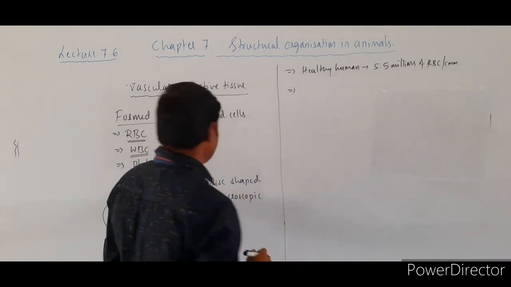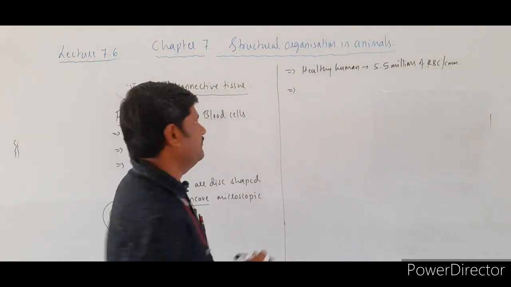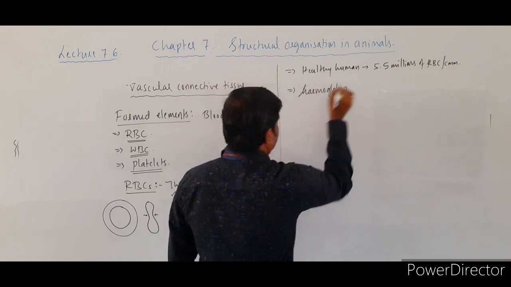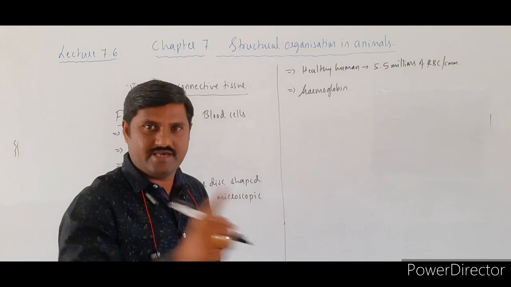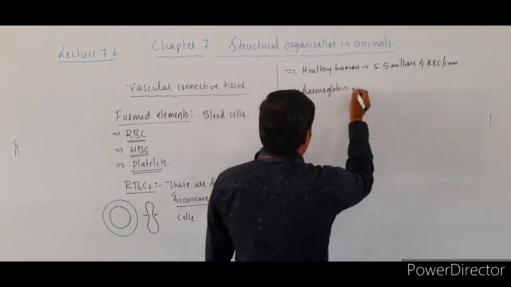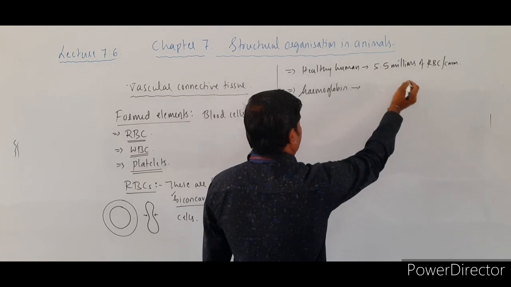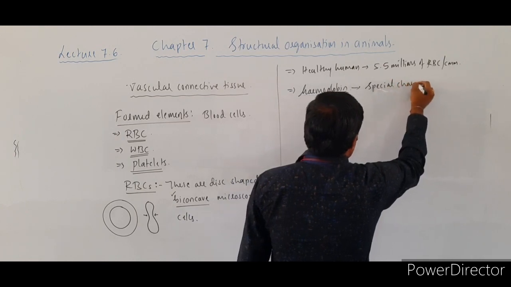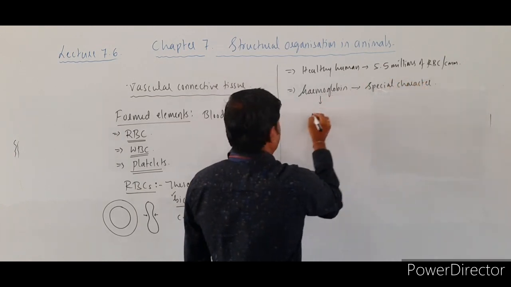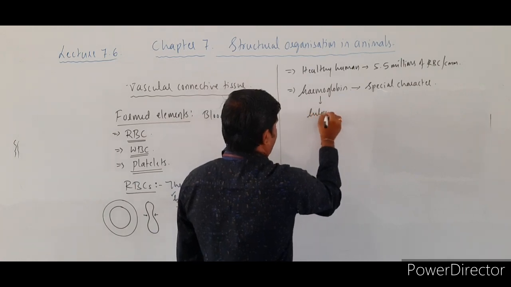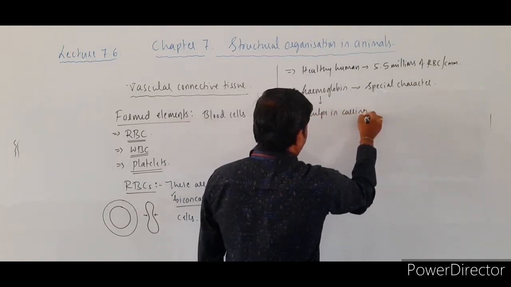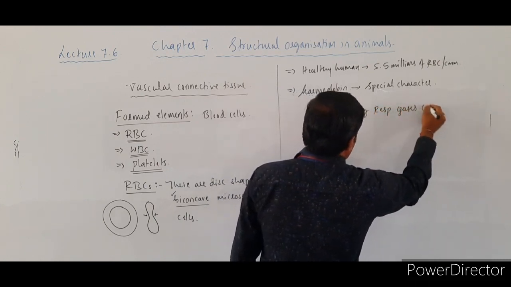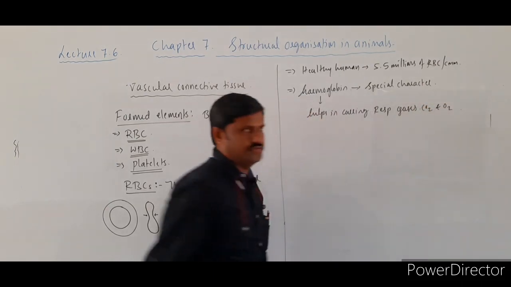And these RBCs mainly consist of hemoglobin. Hemoglobin is a kind of globulin protein, already I had mentioned globulin protein. So this protein which is present in RBCs is the special character. Why? Because this helps in carrying respiratory gases like CO2 as well as O2, right?